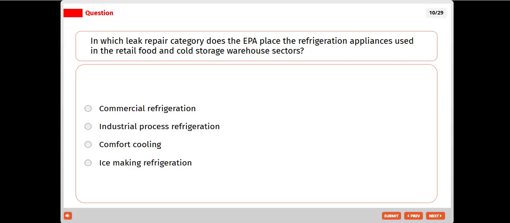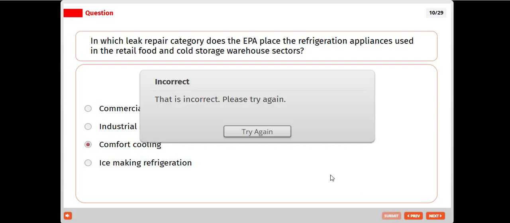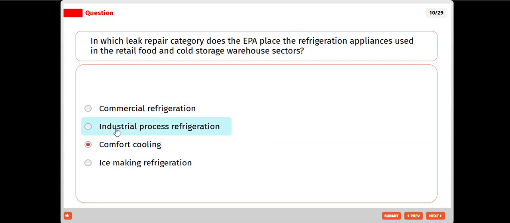In which leak repair category does the EPA place the refrigeration appliances used in the retail food and cold storage warehouses sector? It is comfort cooling, this one. Oh, this is commercial. Retail food?